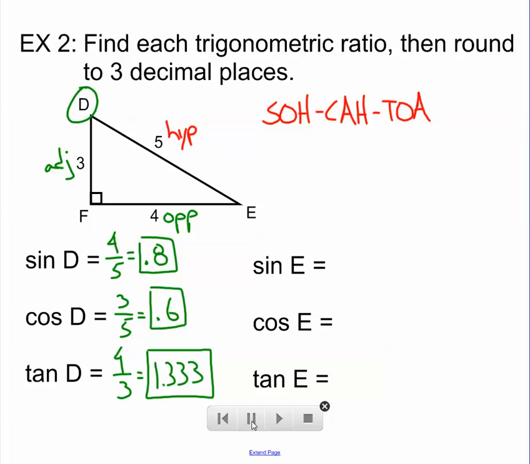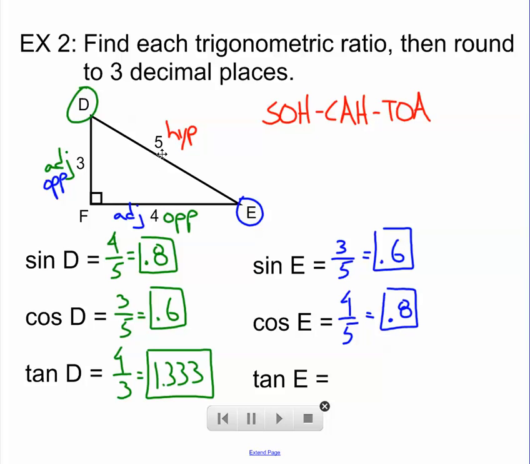And then we turn each one of those into decimals. Opposite over hypotenuse, adjacent over hypotenuse, opposite over adjacent. Let's do the same thing for angle E. Now things change a little bit when we're talking about angle E, and I'll color code this. Now 3 is the side opposite, and 4 is the side adjacent. So for opposite over hypotenuse, it's actually 3 over 5. Adjacent over hypotenuse, cosine, is 4 over 5. And opposite over adjacent is 3 over 4.